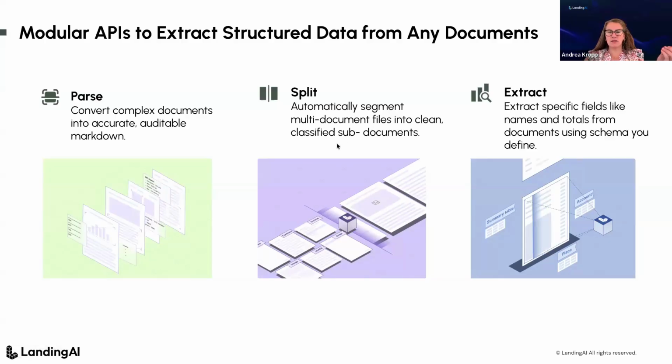Split is able to take that longer document and break it down into subdocuments. This is often helpful if things have been previously concatenated or if you want to split based on a particular field in those documents. And then extract is where you're going to pull out specific key value pairs. You define your extraction schema, so you can pull out simple things like names and totals, but you can also pull out unstructured information from those documents.